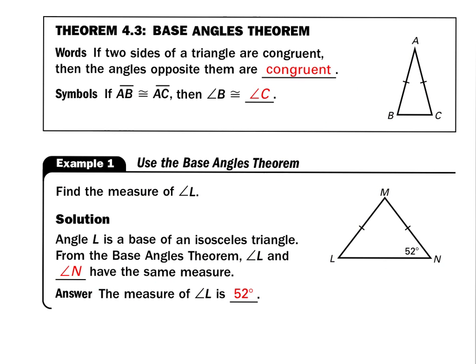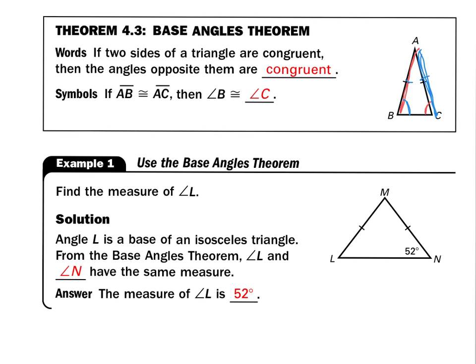Now let's look at this theorem. If two sides of a triangle are congruent, like AB and AC, then the angles opposite them are congruent. In other words, when I'm looking at side AB, the corresponding angle is angle C. It's the opposite of this side. Now if I look at AC, the corresponding angle is angle B. It's always opposite of this side. And angle B and angle C are congruent because AB and AC are congruent, because it's an isosceles triangle.